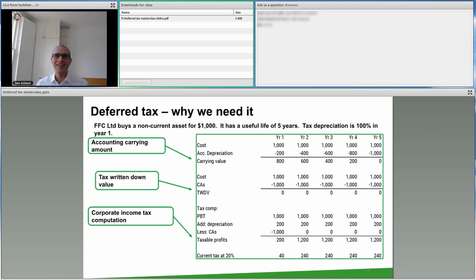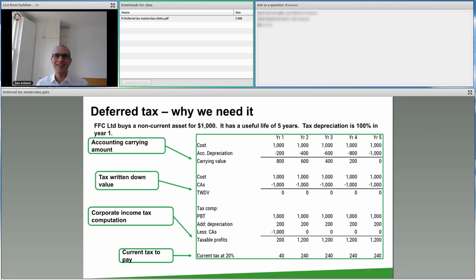Okay, so we've done a corporate tax computation, and of course, it's quite straightforward to work out how much tax we're going to have to pay. Let's assume the tax rate is a nice straightforward 20%. And you can see I take my taxable profits, I times it by my tax rate. It means that I've got 40 of tax to pay in year one, but then you can see that in years 2, 3, 4, and 5, I have 240 of tax to pay. That's because of the difference between when the depreciation happens and when the capital allowances happen.